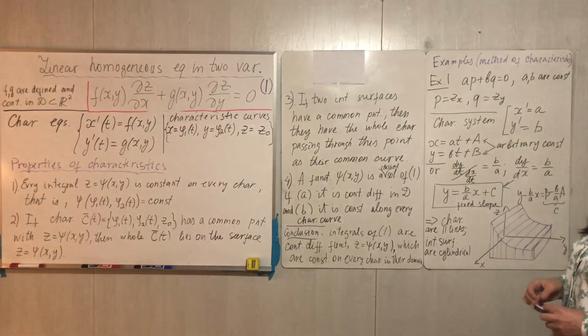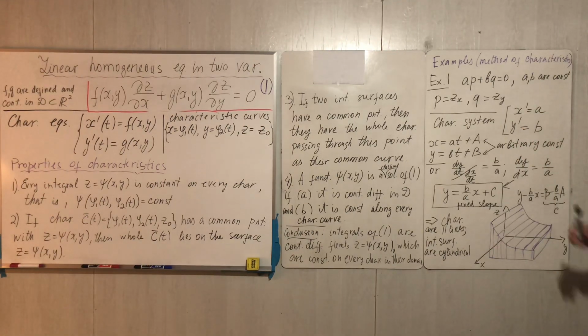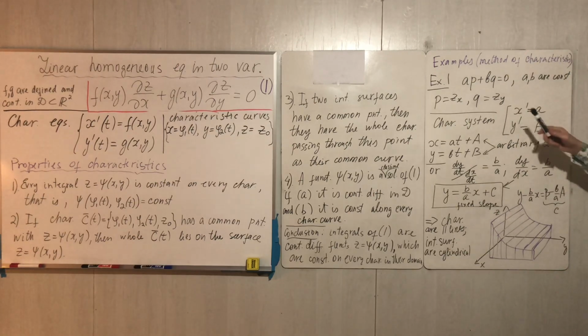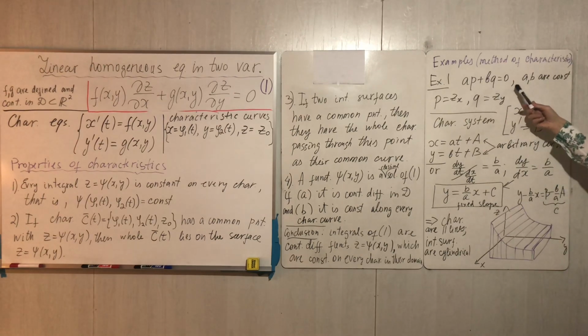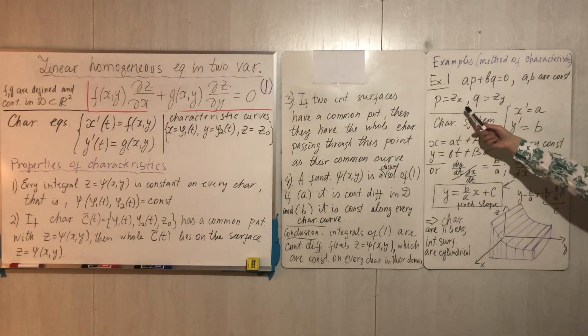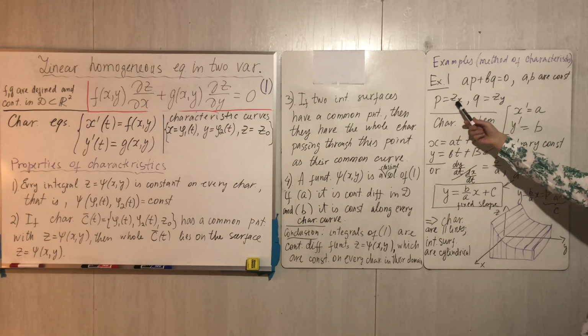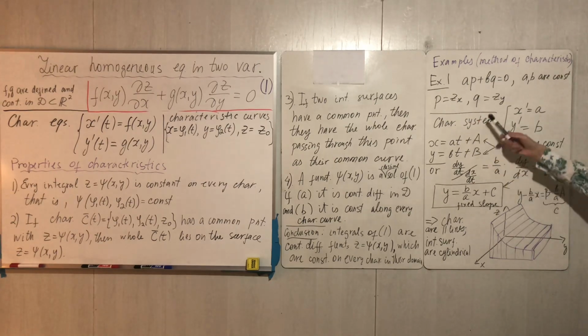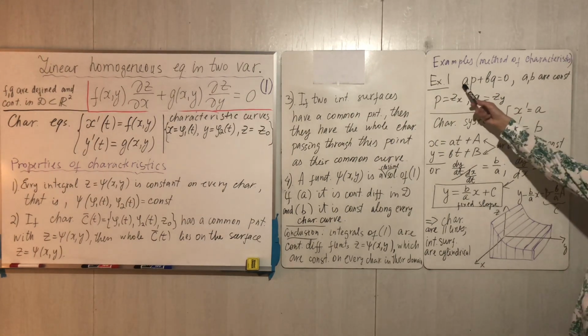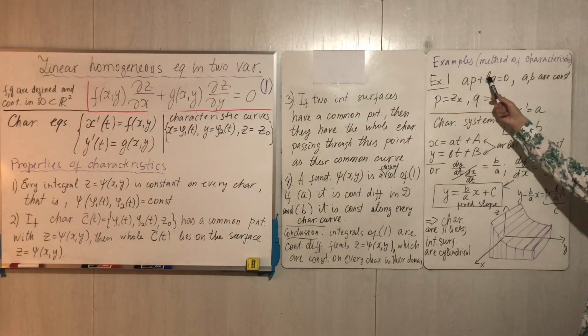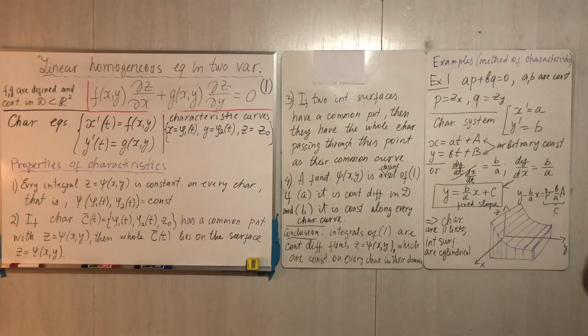And here, let's consider a few examples. So the first example would be, let's look at the equation AP plus BQ equals 0. Here we use these Monge notations: P is the derivative of z with respect to x and Q the derivative of z with respect to y. And if A and B are constant, we can see that this equation is basically a linear transport equation. If A is not 0, we divide by A, and we get P plus B over A Q equals 0. So it's a linear transport equation.